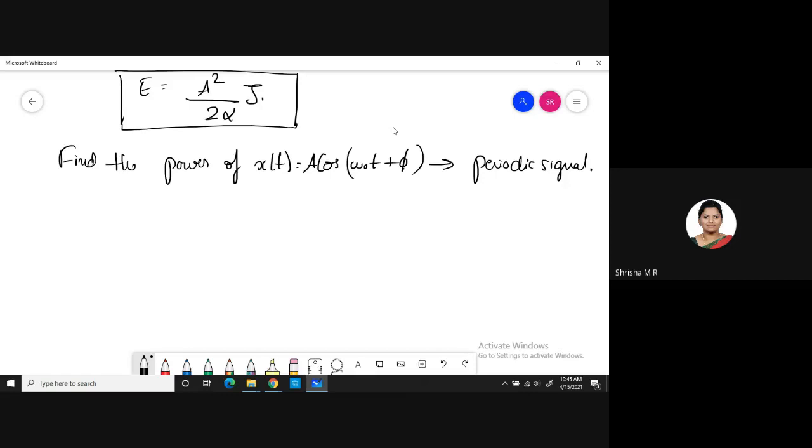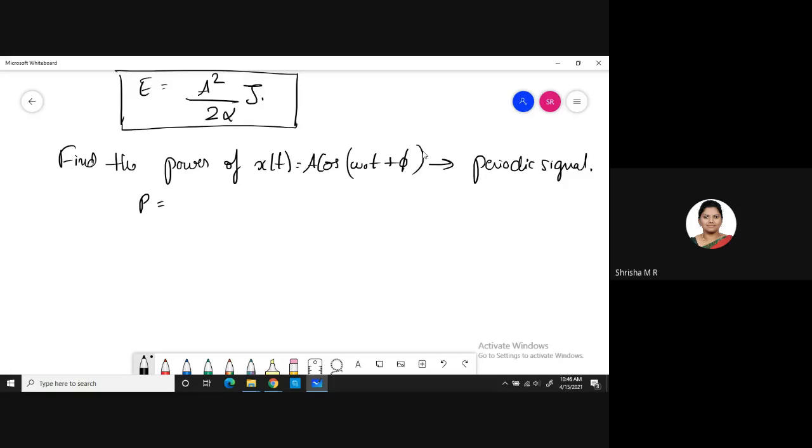So what is the equation for power for continuous time signals? Excuse me, ma'am. Yeah, ma'am, it is A cos what is in the bracket, ma'am? Omega naught t plus phi. A cos omega naught t plus phi. Okay, ma'am. Phi is a phase shift. Okay.